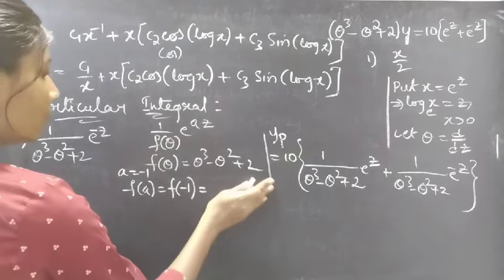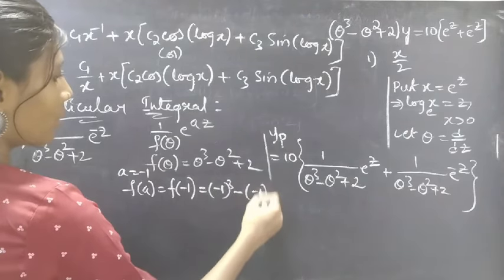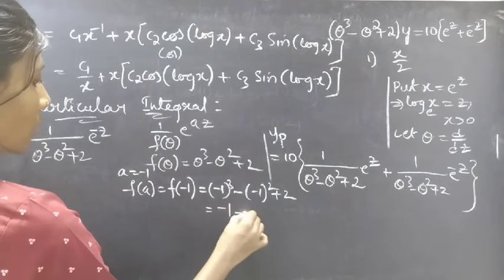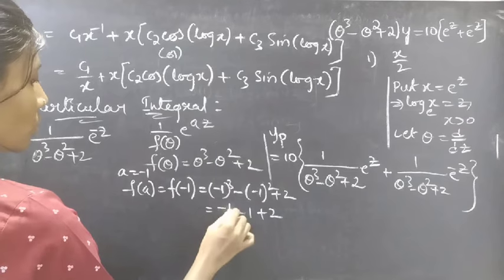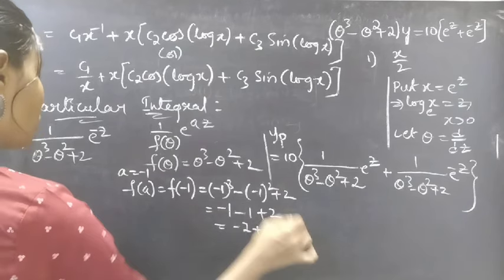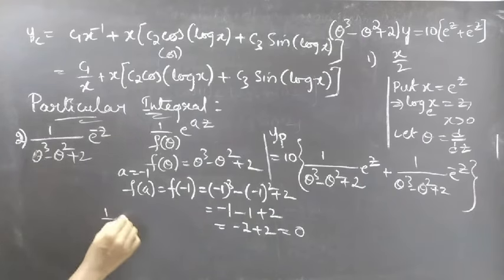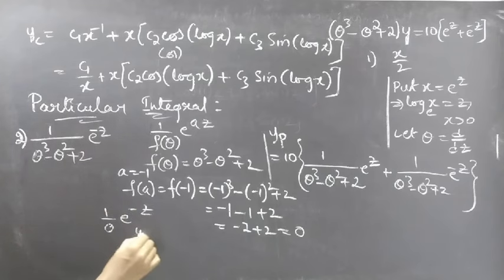We'll get minus 1 whole cube minus of minus 1 whole square plus 2. This is equals to minus 1 whole cube is minus 1, minus of minus 1 whole square is 1 plus 2. This is equals to minus 1 minus 2 plus 2, which is equals to 0. So by replacing theta by minus 1 in the denominator, we'll get 1 by 0 into e power minus z. Since 1 by 0 is undefined, so total term becomes undefined.